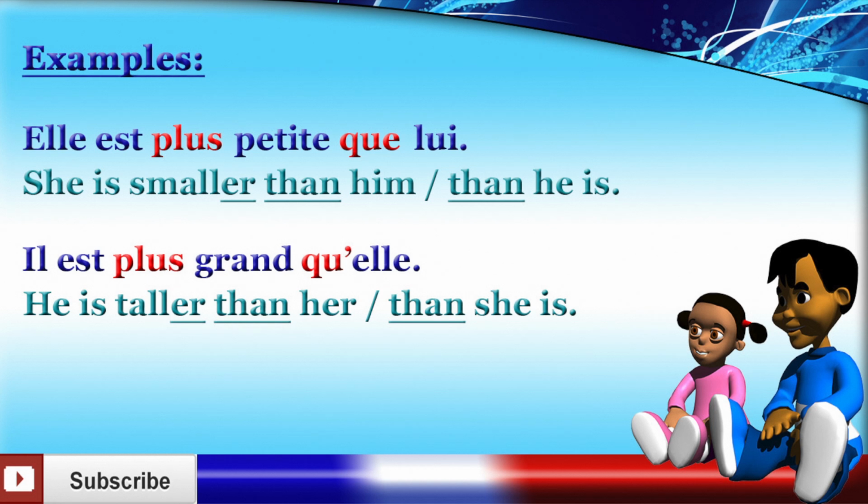Il est plus grand qu'elle, he is taller than her, or he is taller than she is. Again, you can see the comparative adverb plus in front of the adjective grand, followed by que. You can also see that the letter E in the word que has been replaced by an apostrophe. This is because the word following que starts with a vowel. Whenever the word following que starts with a vowel, you need to replace the E with an apostrophe.